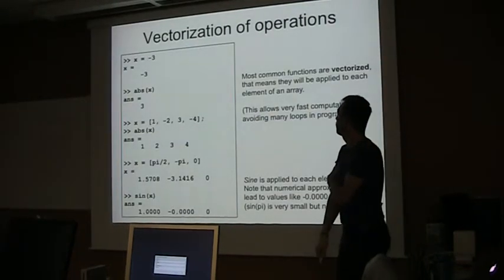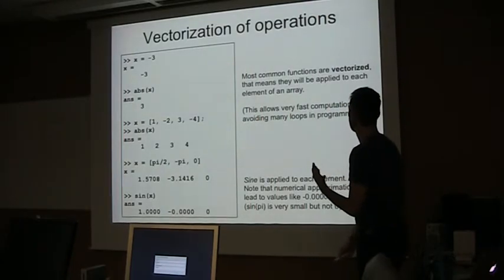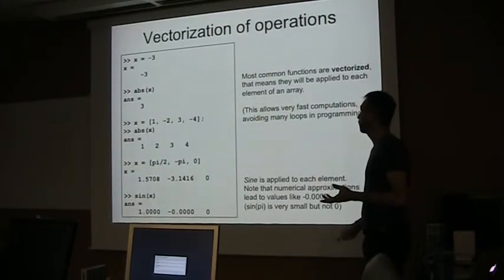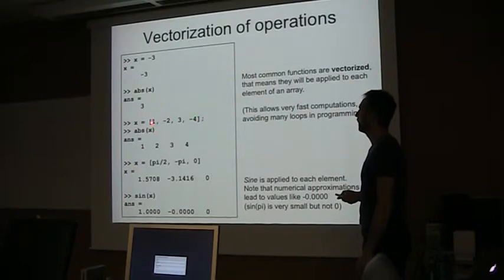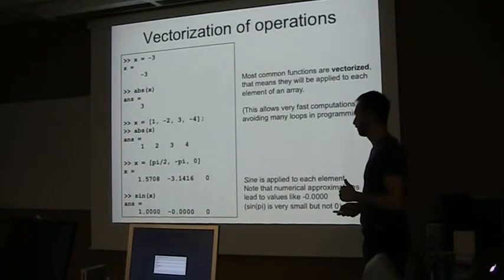Good. So vectorization of operations in Matlab works like this. Most common functions are vectorized, which means that they will be applied to every element of the array. For example, if I have a vector with 4 numbers, vector 4, and it contains positive and negative numbers, and I apply the function abs to it, it puts everything into positive. It applies it to every single element in X. Yeah? And here are some other examples for it.